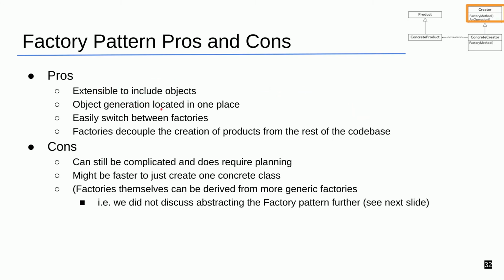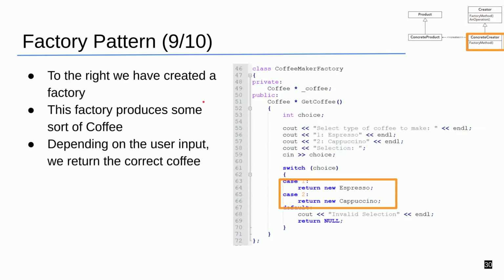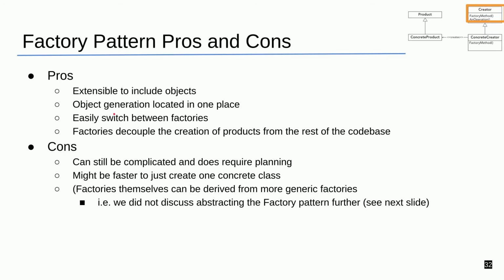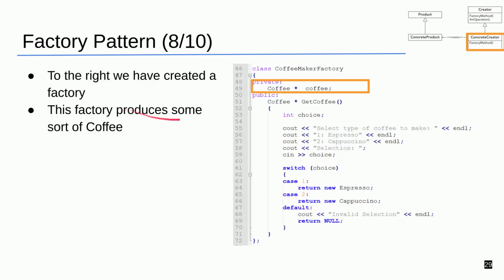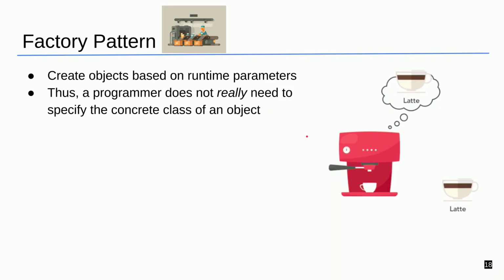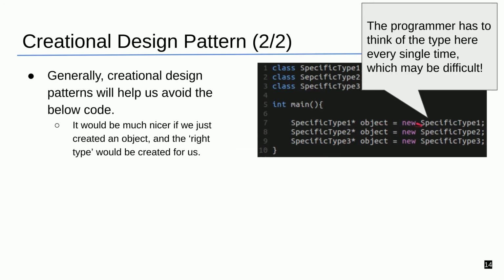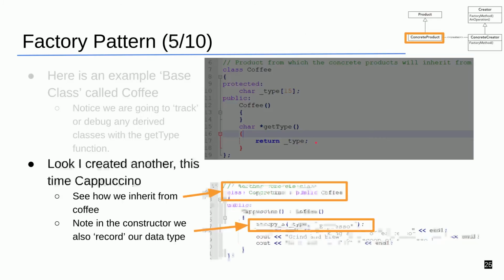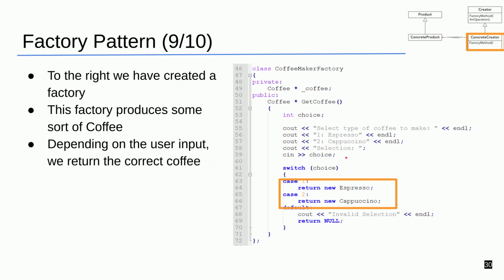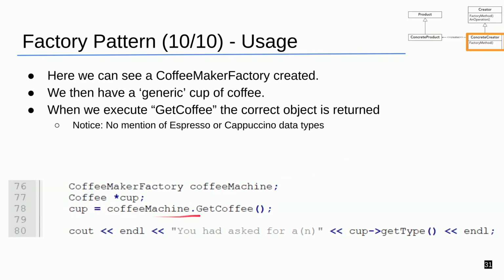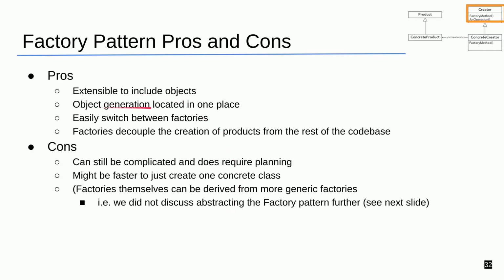So the pros: it's extensible to include objects. In our example, I can have another choice here or another way to generate the other type of coffee. All of the object generation is located in one place, which is super nice. Going back to our main motivation, you'll never see code that looks like this, where you have lots of new this, new this, new this. Instead, you just encapsulate things into a class, where we have our getCoffee. Instead, you'll just see cup equals, do the right thing here, given either some parameters or calling some function. So object generation is located all in one place. It's in that coffee base class.